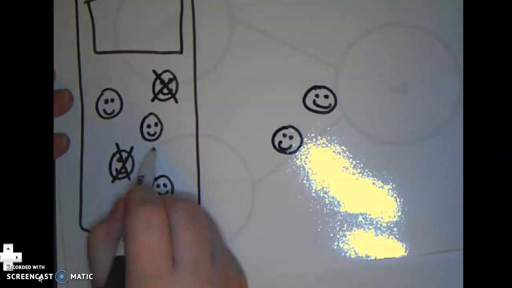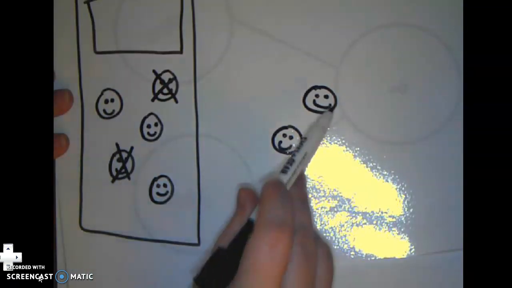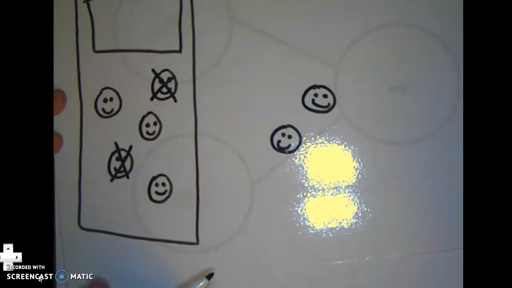Okay, so we have the group of monkeys on the bed. There are 1, 2, 3 monkeys still on the bed. And the group that's on the floor, 1, 2, still on the floor.